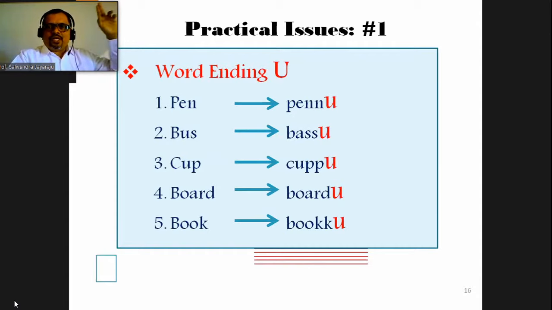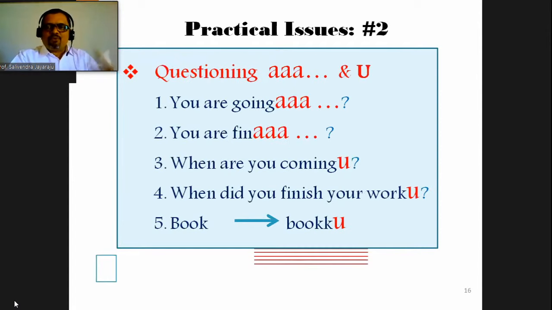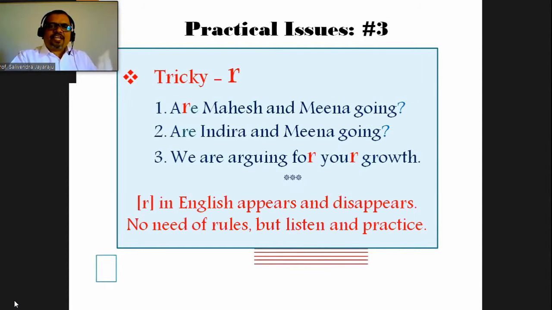of English words borrowed into Telugu, you have to pay attention to that. You have to chop oo. The second, the questioning oo. The third one, the tricky ra sound. Are Mahesh and Meena going? Are. But in the English way, are Mahesh and Meena going?